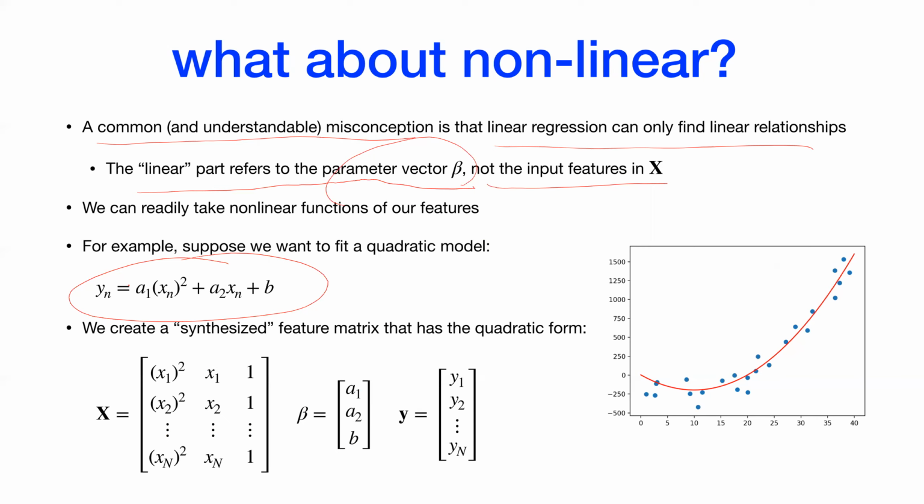But the trick we play here is we bring our feature into a quadratic format. You see that? Instead of considering x, we are considering x squared. So basically you are fitting a linear regression model, still a linear model, to nonlinear data.